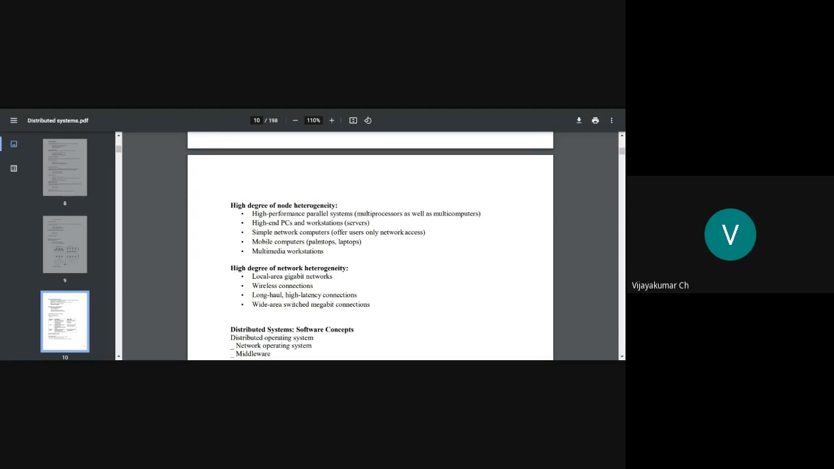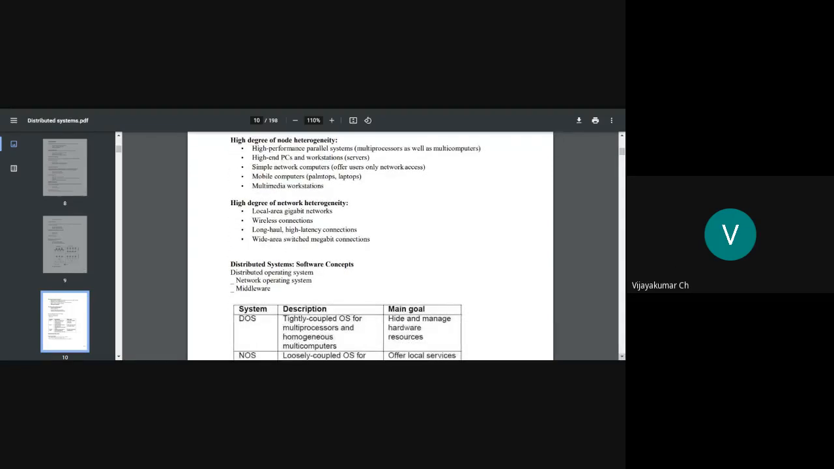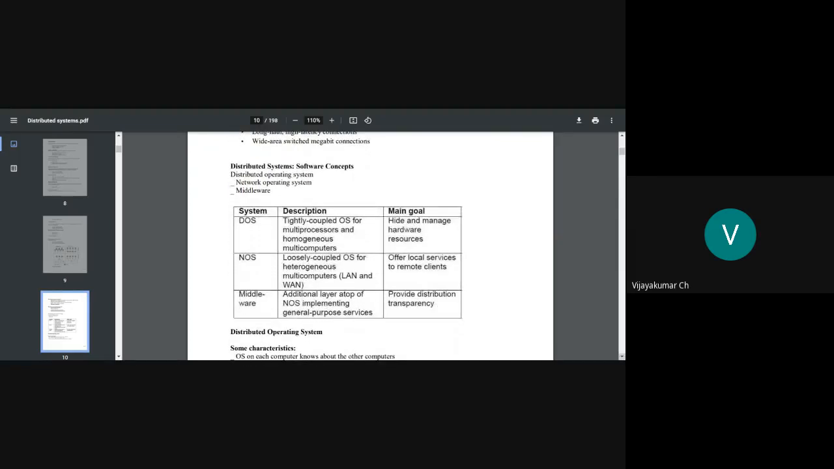Next, distributed systems and their software concepts: distributed operating system, network operating system, and middleware. If you take the system as a DOS, this is a tightly coupled OS for multiprocessors and homogeneous multicomputers. Its main goal is to hide and manage the hardware resources.